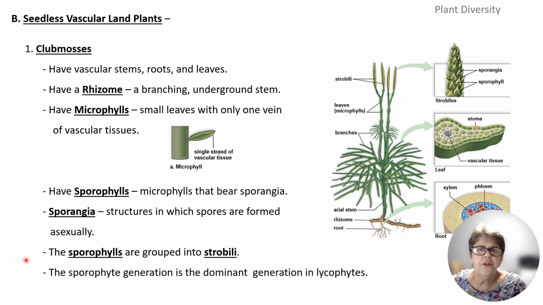The sporophylls are grouped into strobili, which this whole thing is a strobilus, plural. There's strobili, there's 4 of them here. The sporophyte generation is the dominant generation in the lycophytes, whereas before in the non-vascular plants, it was the gametophyte generation that was dominant. Here the sporophyte generation is dominant, and it's going to be dominant from now on, and that's the diploid generation.